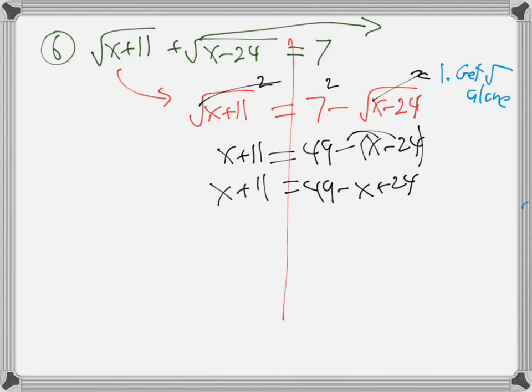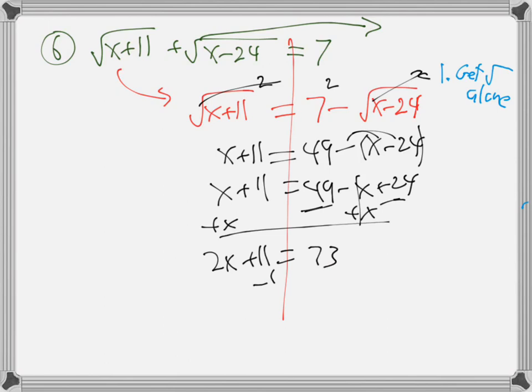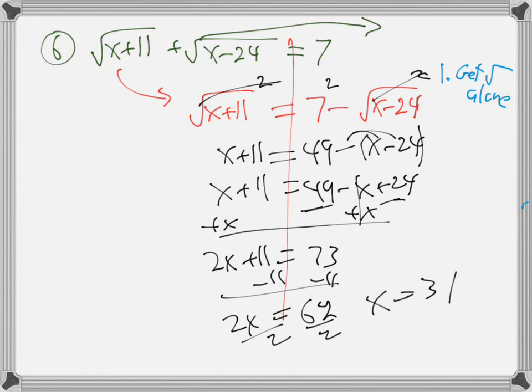And they go, all right, this is working great. Add x to both sides. 2x plus 11. 49 and 24 is 73. Subtract the 11. 2x is 62. Divide by the 2. X is 31.